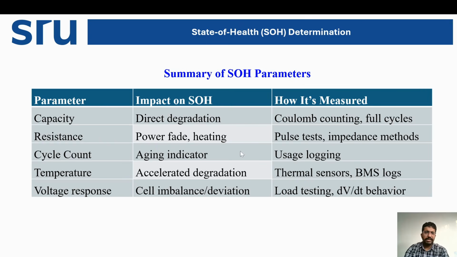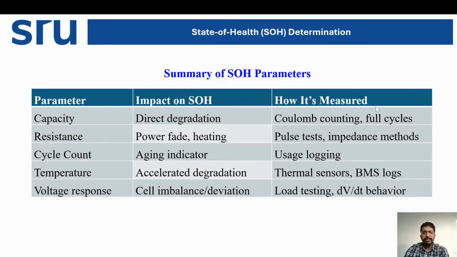Now a basic comparison. This is the last slide. So what is the summary of that study of the state of health? Capacity, resistance, cycle count, temperature, voltage response, all these things impact the state of health in terms of direct degradation. Resistance will affect the power fade and heating. Cycle count will show the aging indicator. Accelerated degradation will appear. Then cell imbalance or some form of deviations will be observed.